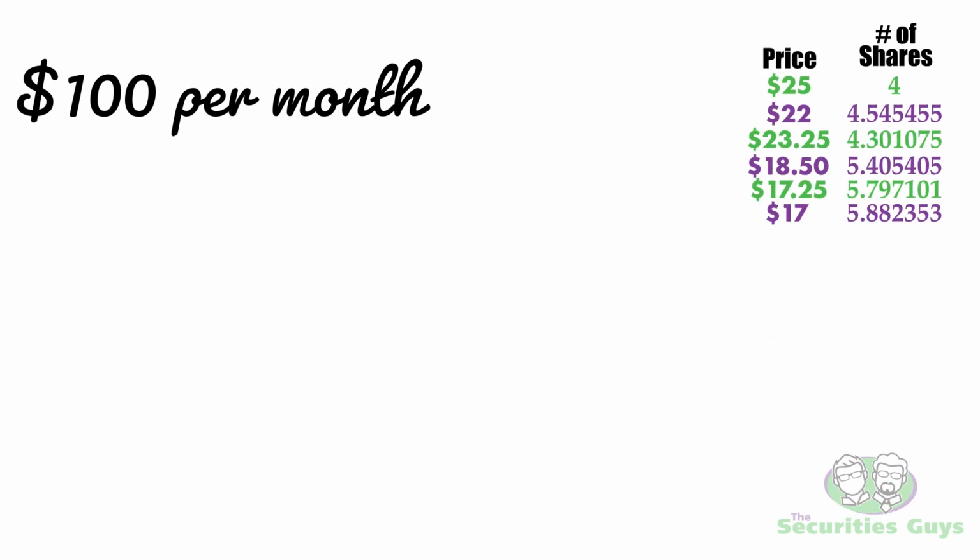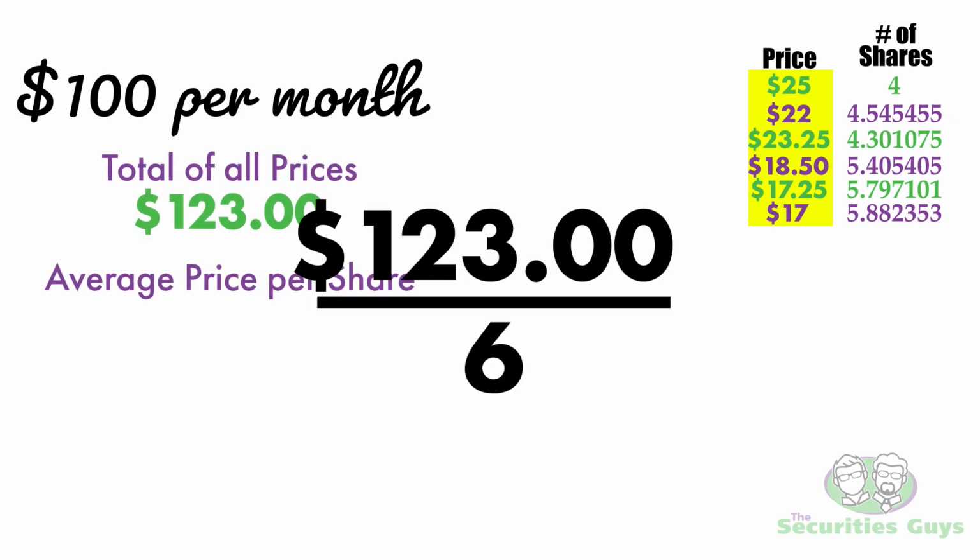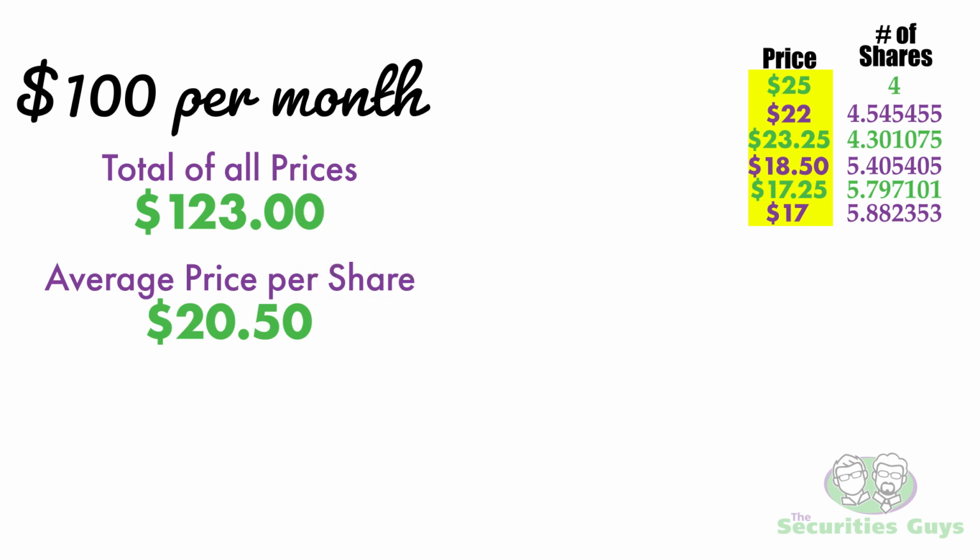Doing the same thing as before, we purchased at 6 times, 6 prices. We purchased at $25, 22, 23 and a quarter, 18.50, 17 and a quarter, 17 for a total of $123. Divide that by 6 and we get $20.50, which is the average price that we paid.